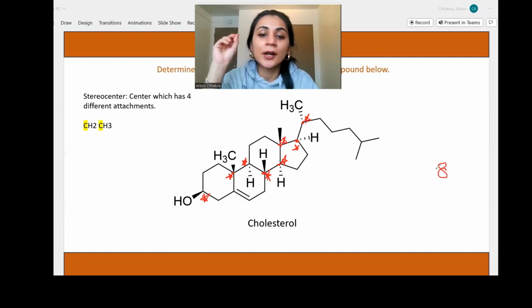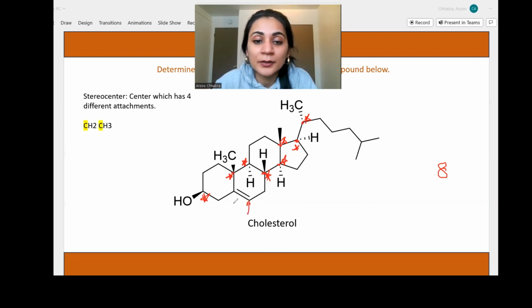One thing I just wanted to mention: whenever we have carbons which are double bonded, you cannot have 4 different attachments on a double bonded carbon, right? And that's why we wouldn't even consider that carbon center to be a stereocenter, because they're double bonded. Okay. All right. So in this molecule, we have 8 stereocenters.